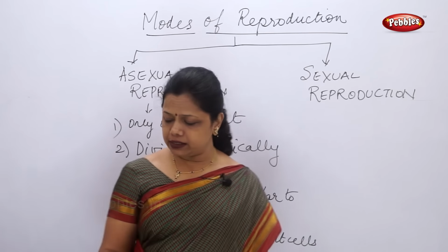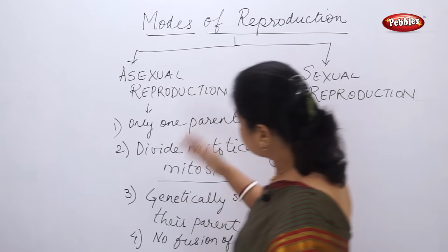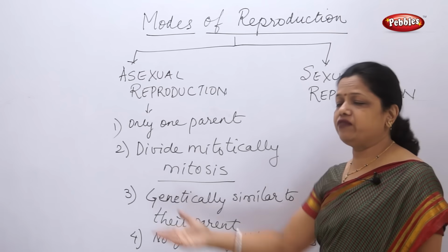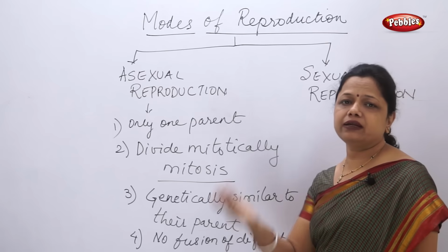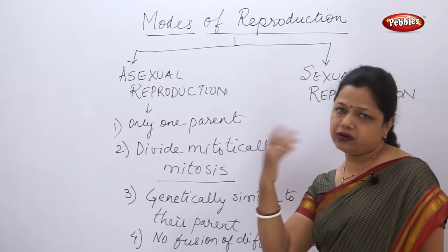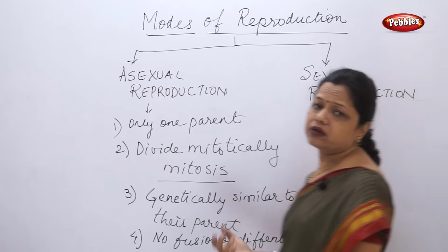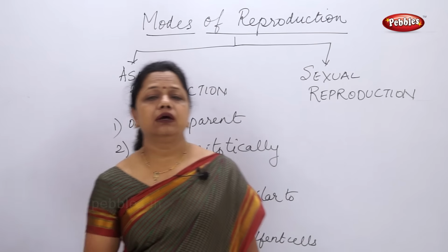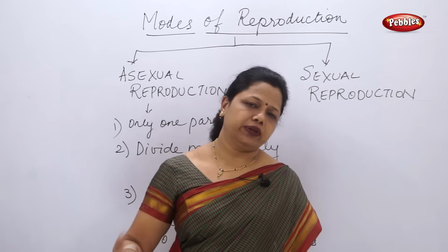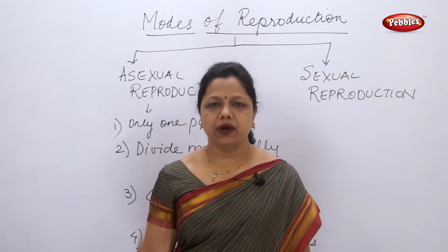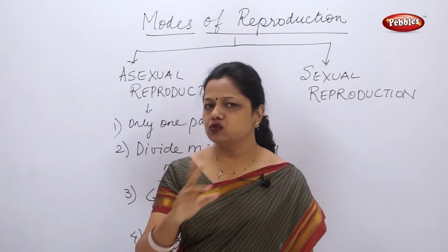But what is the advantage? The advantage is this reproduction takes place very fast. That means within some minutes they can divide into two parts, can divide into four parts. Not like the organisms which have to give birth to the young ones after so many months, or have to lay eggs after so many months. So this is the advantage. The disadvantage is there are no variations.